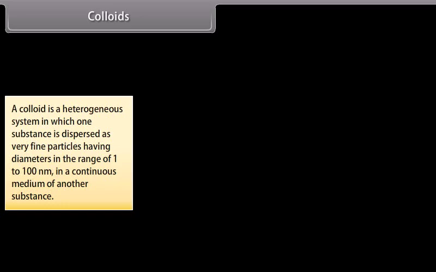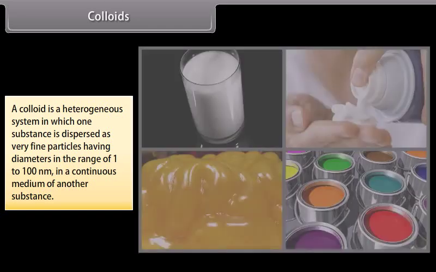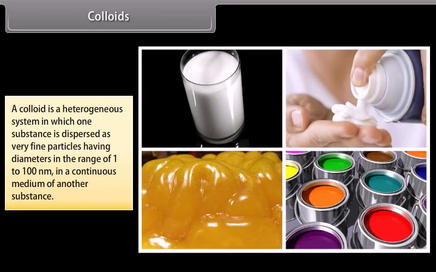Colloids. A colloid is a heterogeneous system in which one substance is dispersed as very fine particles having diameters in the range of 1 to 100 nanometer in a continuous medium of another substance. For example, milk, shaving lather, jelly, and paint.